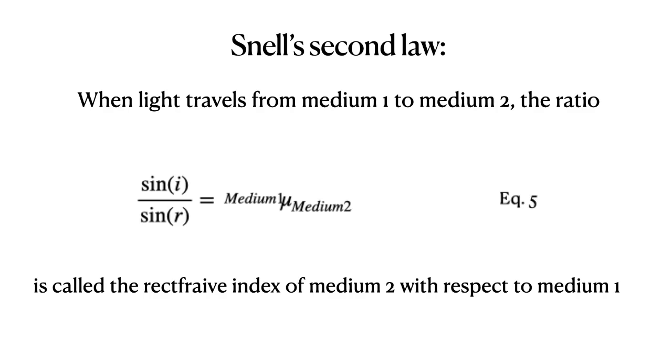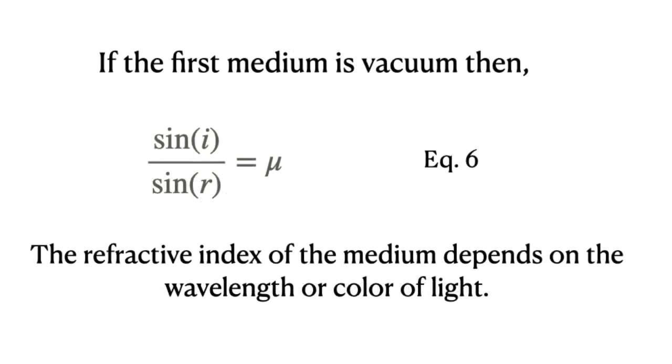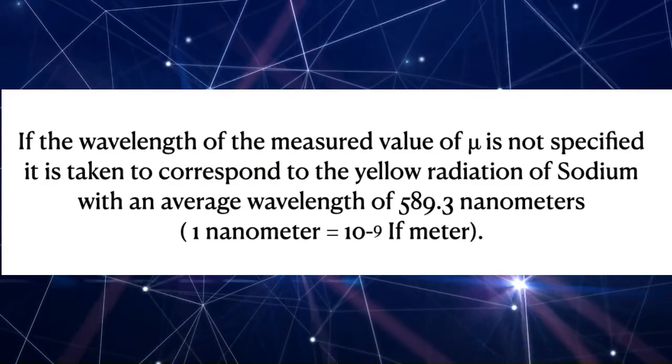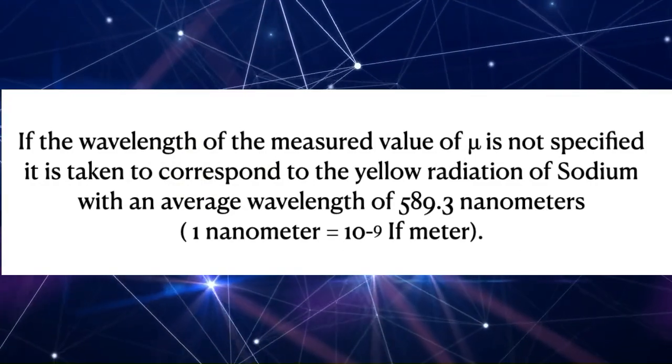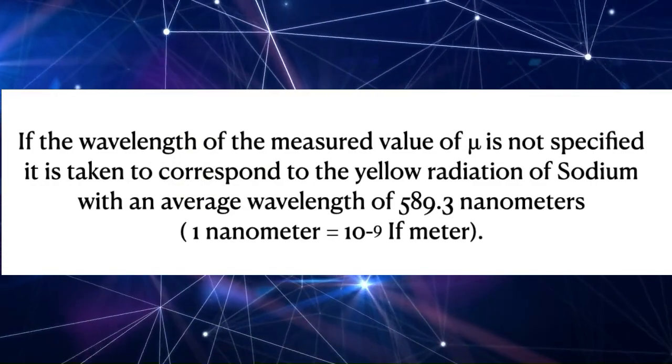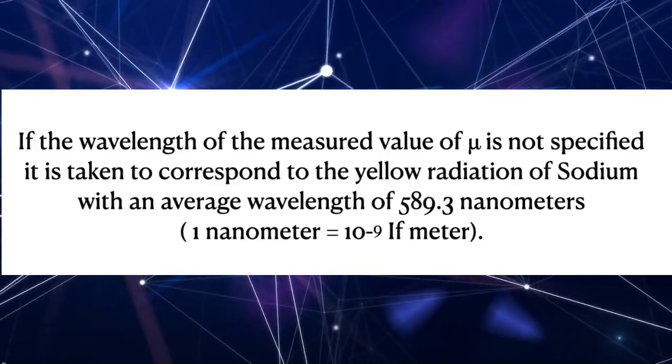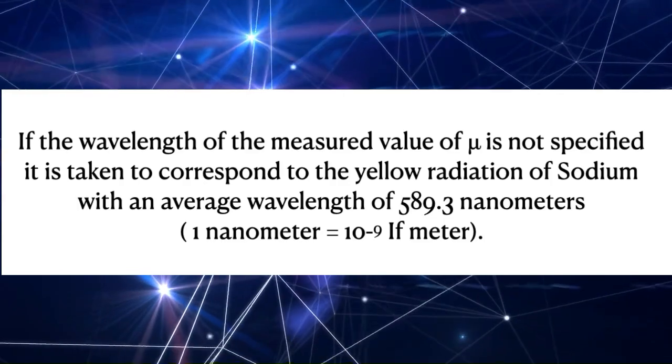The superscript medium 1 and the subscript medium 2 indicate that the light is traveling from medium 1 to medium 2. If the first medium is vacuum, then we drop the superscript and the subscript and write sin I by sin R equal to mu, equation 6, where mu is called the refractive index of the medium. The refractive index of the medium depends on the wavelength or color of light. If the wavelength of the measured value is not specified, it is taken to be the yellow radiation of sodium with an average wavelength of 589.3 nanometers.